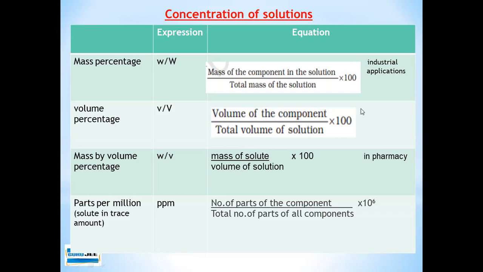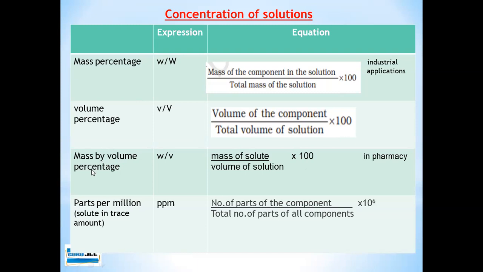Second one is volume percentage. In the first one we use the mass of component, as the name indicates. In the second equation we use volume percentage. That means volume of the component, how much percentage or how many milliliters of the component is used. Volume of component divided by total volume of the solution into 100 gives the volume percentage. V by V.